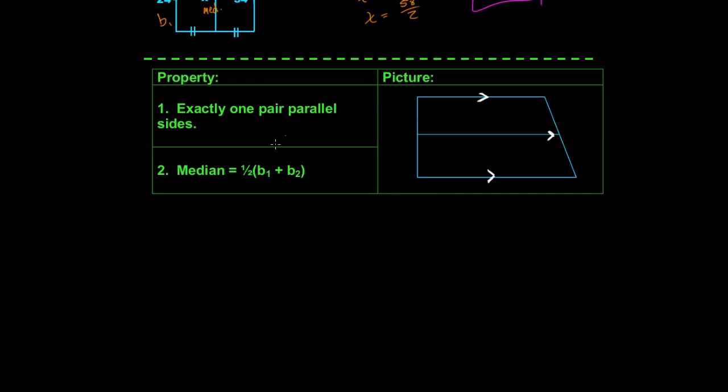Now, what we also do know is that this is also parallel. But now we know our median. Median is 1/2 base 1 plus base 2. That's the exact same thing as what we've been saying. We can write it as 1/2 B1 plus B2. But it's the same as going base 1 plus base 2 divided by 2. When you multiply by 1/2, you divide by 2. When you multiply by 1/3, you divide by 3, so on and so forth.